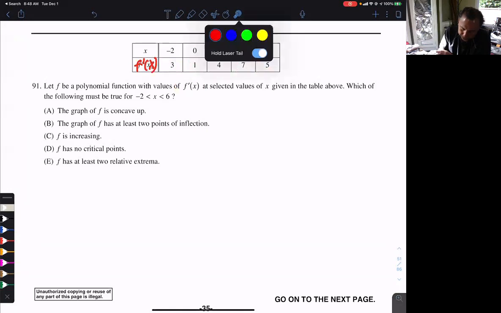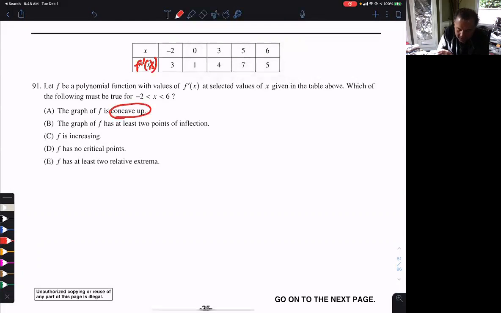So the first one is the graph of f concave up. In your brain, you should ask yourself, is the second derivative positive? Always. And you might say, this doesn't tell us the second derivative. How am I supposed to figure that out? But watch this. The derivative goes from 3 to 1, right? It drops. That means at some point the derivative is decreasing. If the derivative is decreasing, its derivative must be negative. In other words, the second derivative must be negative between these points.